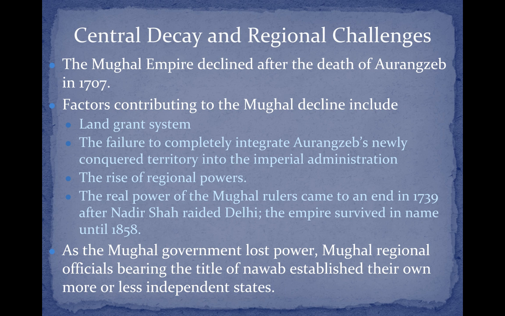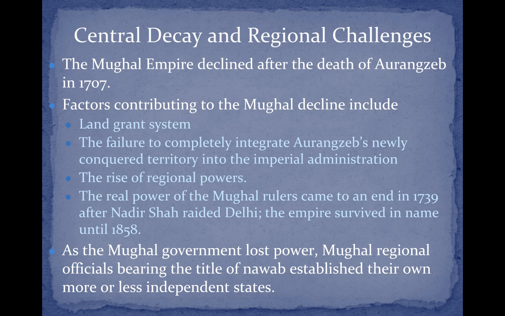Factors contributing to this decline include the land grant system, the failure to completely integrate Aurangzeb's newly conquered territory into the imperial administration, and the rise of regional powers. The real power of the Mughal rulers came to an end in 1739 after Nadir Shah raided Delhi. The empire survived in name only until 1858, when the European powers take over, most notably England.